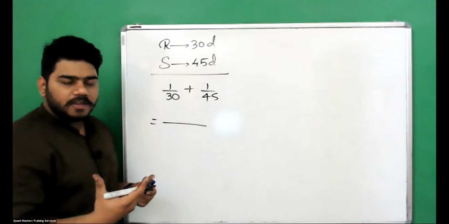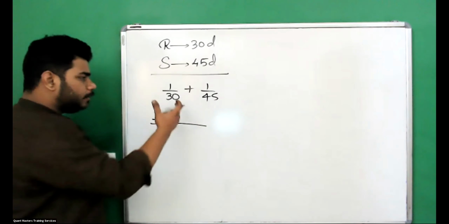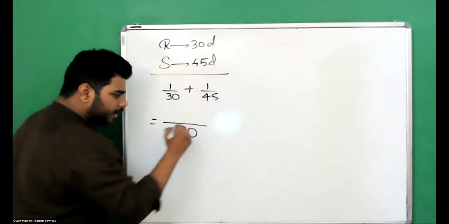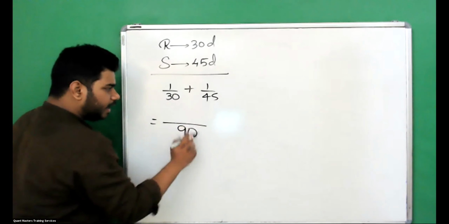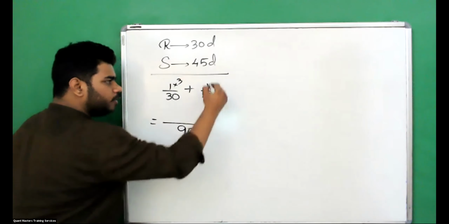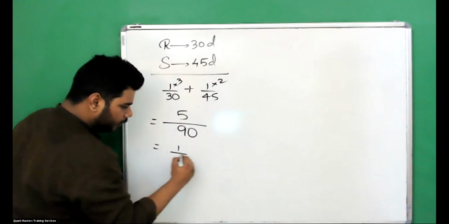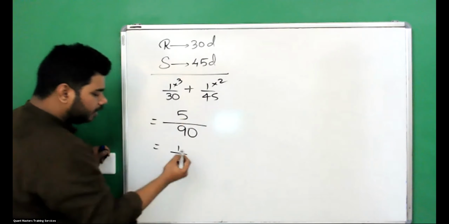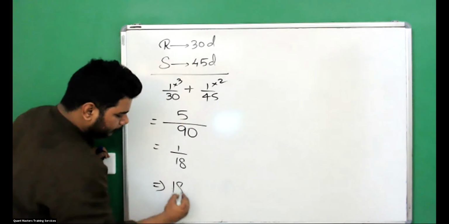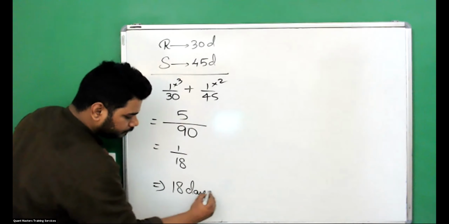Sir, double of 45 is 90. 90 is a multiple of 30. So LCM is 90. Now 30 times 3 is 90, sir. 45 times 2 is 90, sir. 3 plus 2 is 5. 5 by 90 is nothing but 1 by 18. Sir, in one day, if they complete 1 by 18th of the work, they complete the work in 18 days.